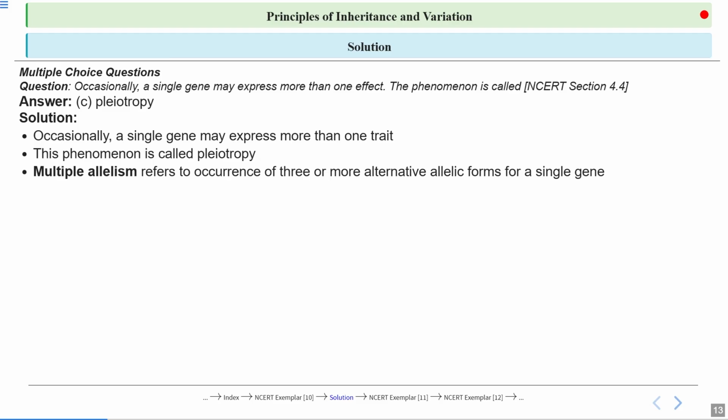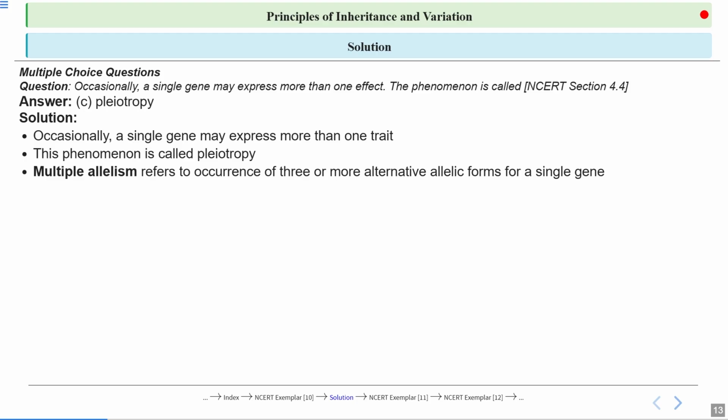Here there is a mutation in one gene. Due to this, the enzyme phenylalanine hydroxylase is not being produced. Because of this, there is accumulation of phenylalanine, and this causes mental retardation, reduction in hair pigmentation and reduction in skin pigmentation. So one gene is affecting multiple traits here.